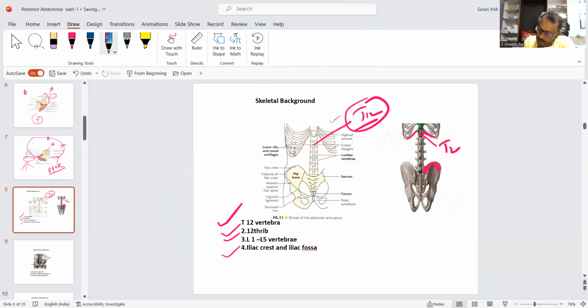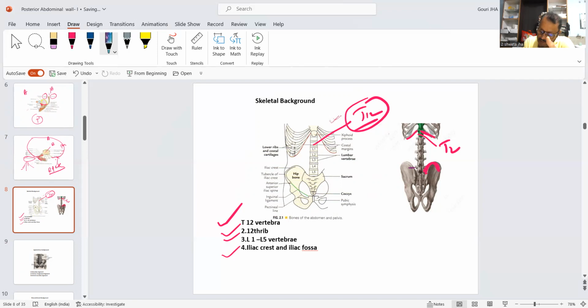And attaching to the iliac crest, see, this is the transverse process. We have seen the transverse process at the junction of the pedicle and the lamina. The lateral mass is known as the transverse process, and the posterior mass which is joining the two laminae is known as the spinous process. The transverse process attaches to the iliac region, and this creates the iliolumbar fossa, which we will see in the next slide also.